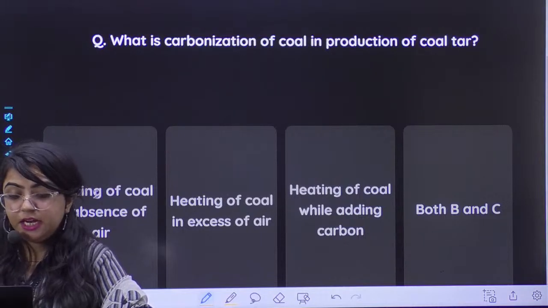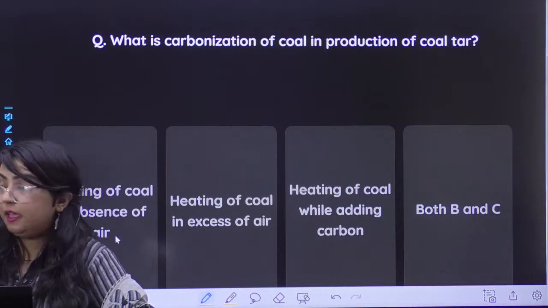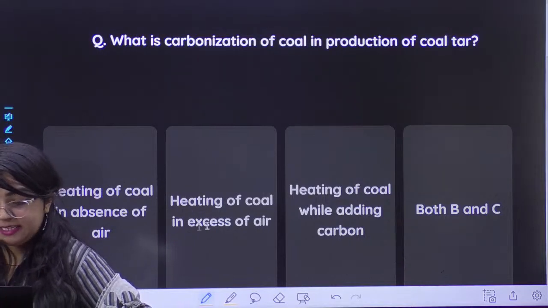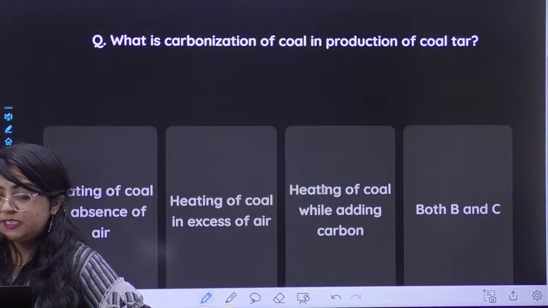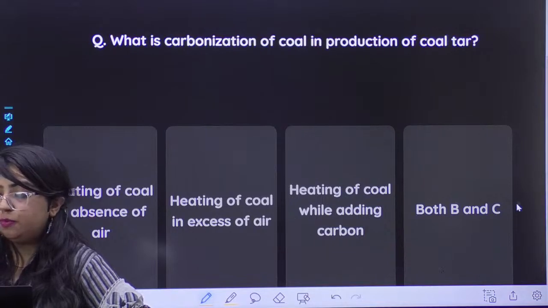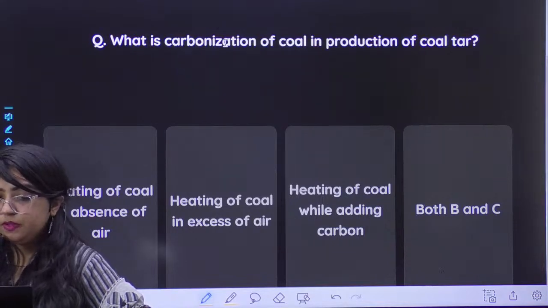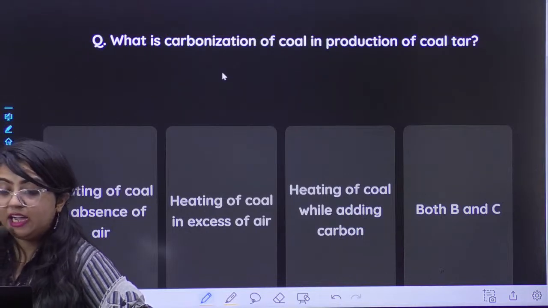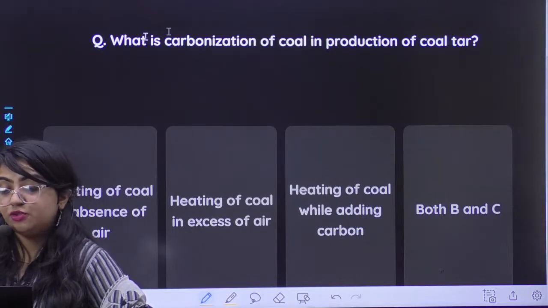Option A is heating of coal in absence of air. Option B is heating of coal in excess of air. Option C is heating of coal while adding carbon. Option D is both B and C. So the carbonization of coal for the production of coal tar. Actually, they are asking what it is in this question.